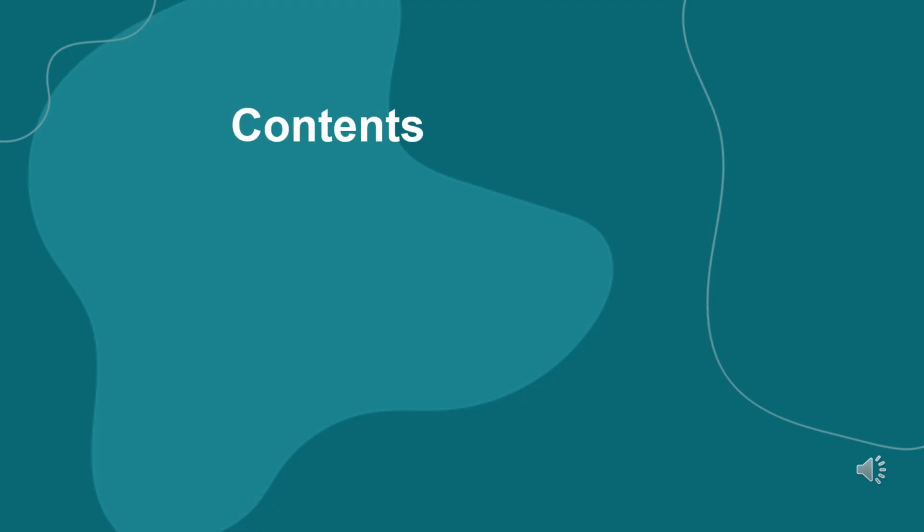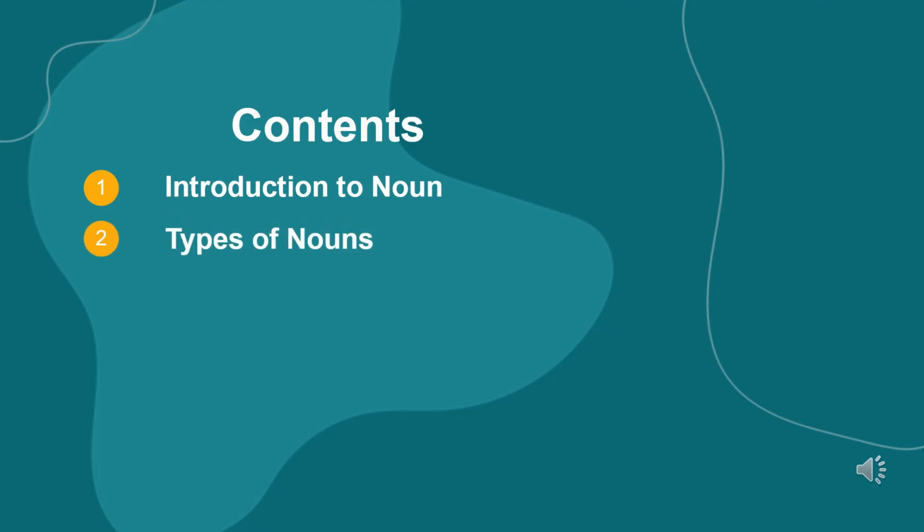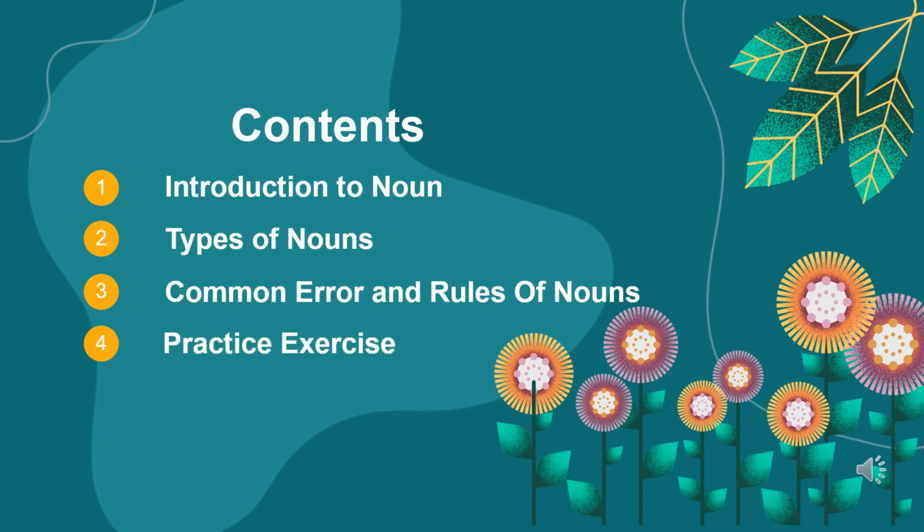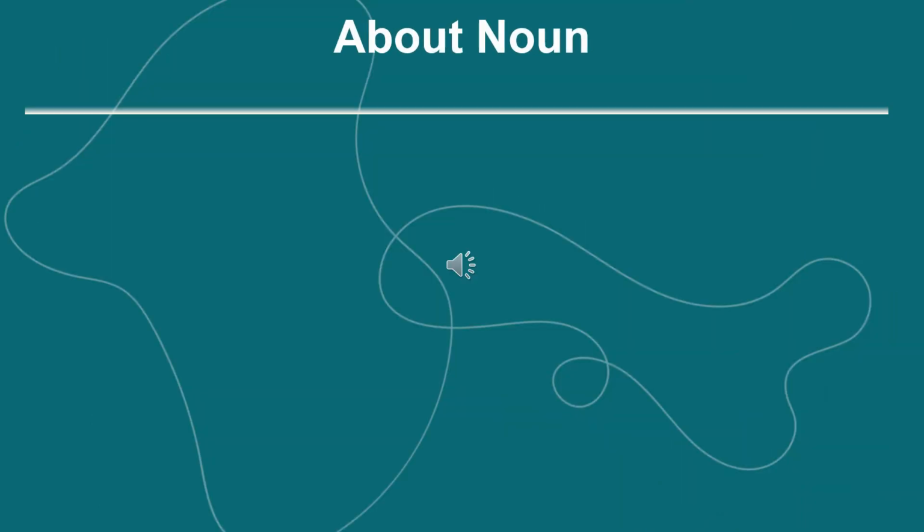Contents. Introduction to nouns. What is a noun? The building blocks of language. Types of nouns. Common errors and rules of nouns. Spotting the mistakes. Key grammar rules for correct usage. Practice exercise. Test your knowledge. Error spotting and correction. Let's do a quick recap.